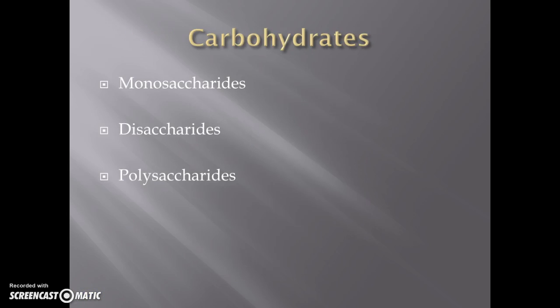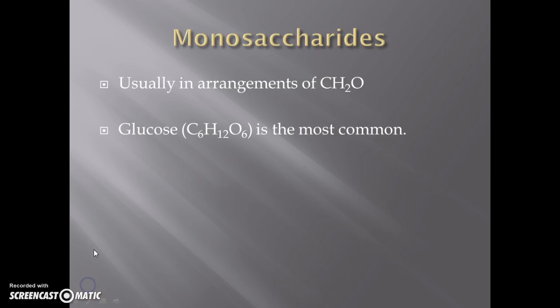There are three types of carbohydrates that we're going to be discussing in this course: monosaccharides, disaccharides, and polysaccharides. Notice they all have saccharides and a changed prefix, mono 1, di 2, poly many. The first group, the monosaccharides, are usually in combinations of CH2O. Notice that the ratio of carbon to hydrogen to oxygen is a 1 to 2 to 1 ratio. That is usually the case with all monosaccharides.